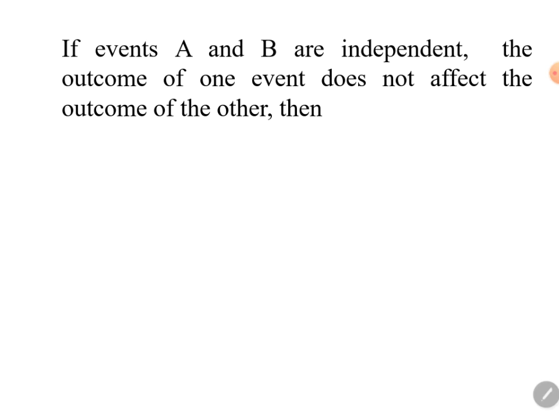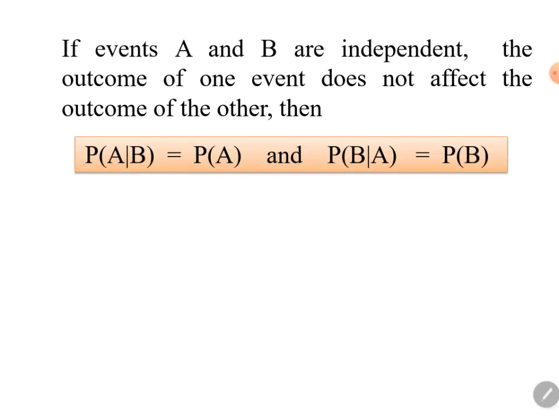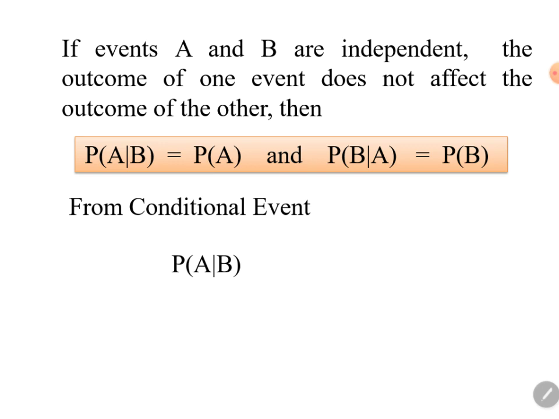If event A and B are independent, the outcome of one event does not affect the outcome of the other, then probability of A given B should be probability of A. So we don't have to think about the B. The same as probability of B given A has happened, it will be the probability of B only. So from the conditional probability, probability of A given B equal to probability of A intersect with B divided with probability of B. So because probability of A given B is directly equal to probability of A.